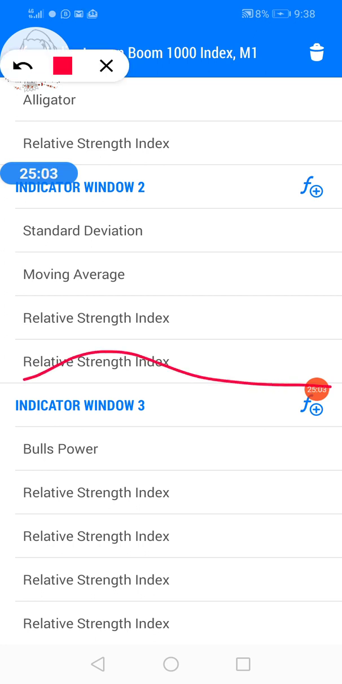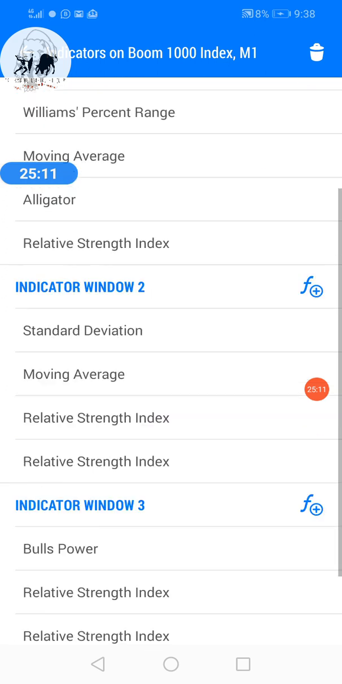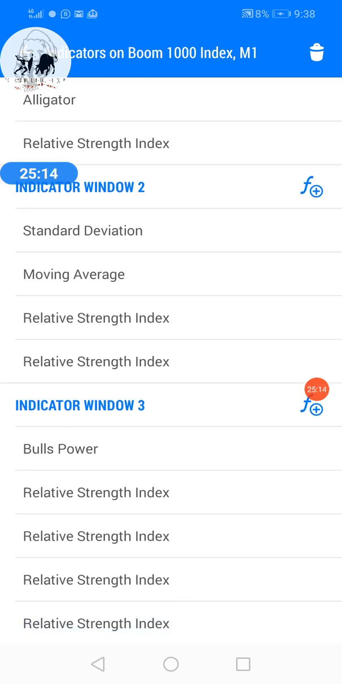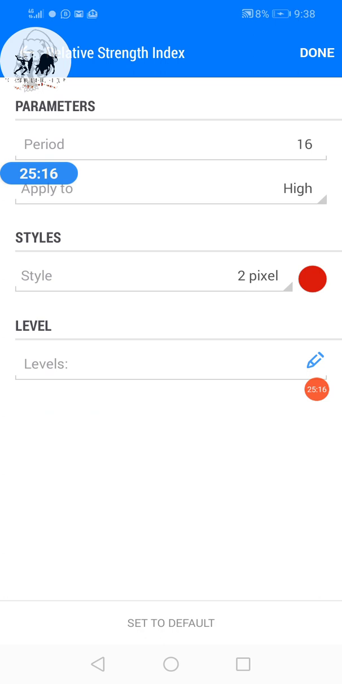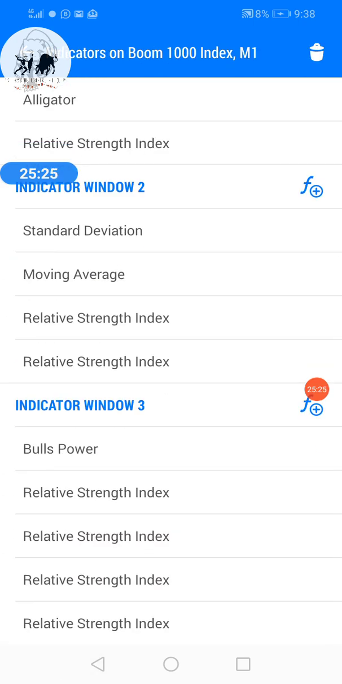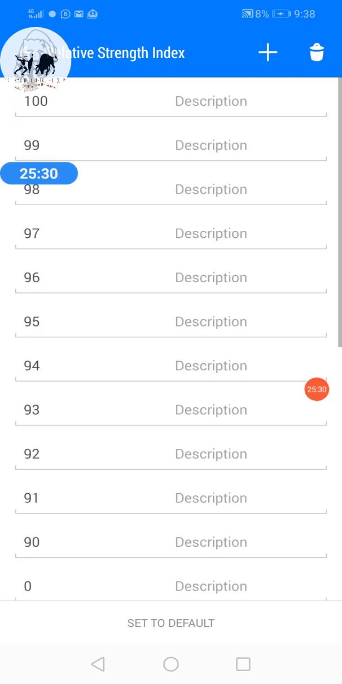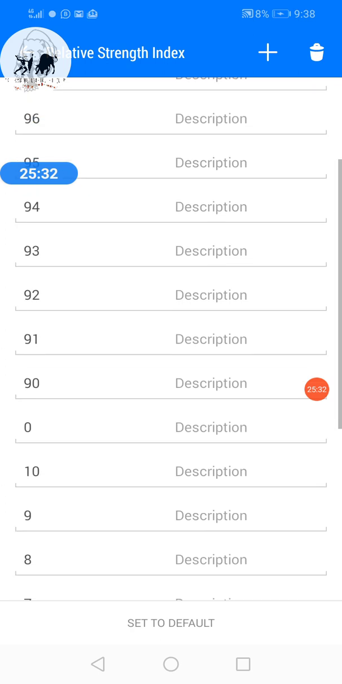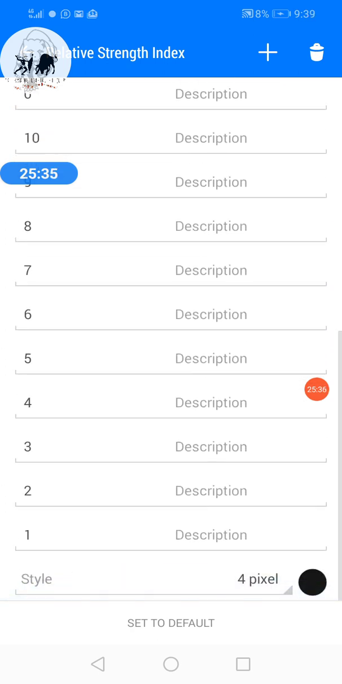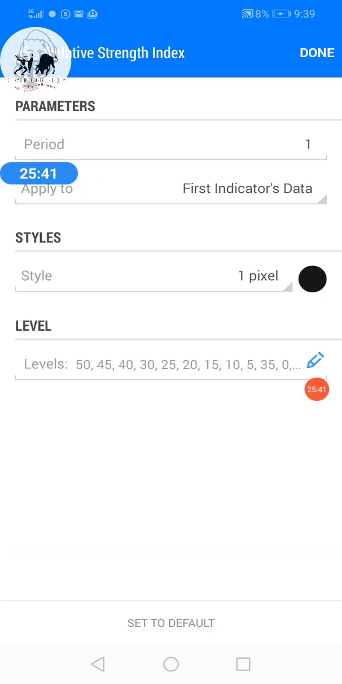So I also have indicator window 3 right there. We have the boost power. This one is the one that I gave out on YouTube, and also we have the RSI, our relative strength index. Here it is, just like this, brother. And I also have the RSI again.